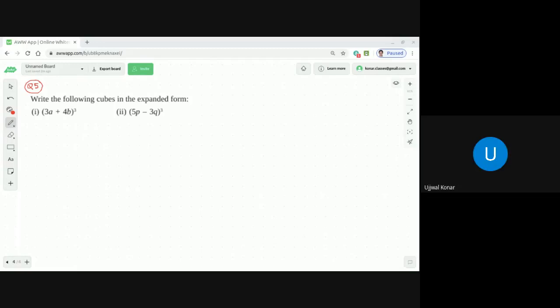Okay, great. So the first answer is absolutely correct. As you said correctly, the 3a plus 4b whole cube. That is correct. So could you please tell me the next one? This is for the first one. Could you please tell me for the second one?